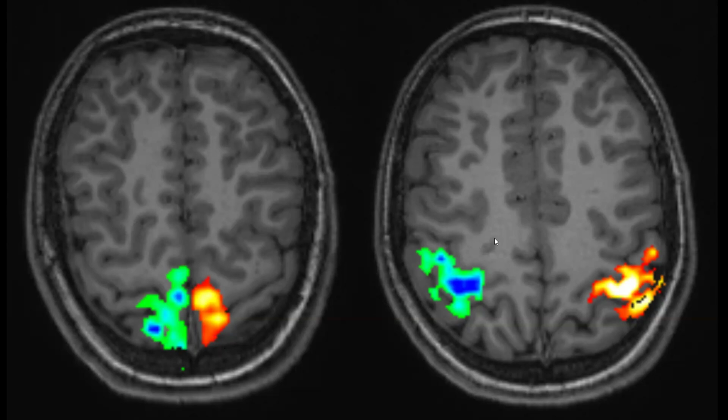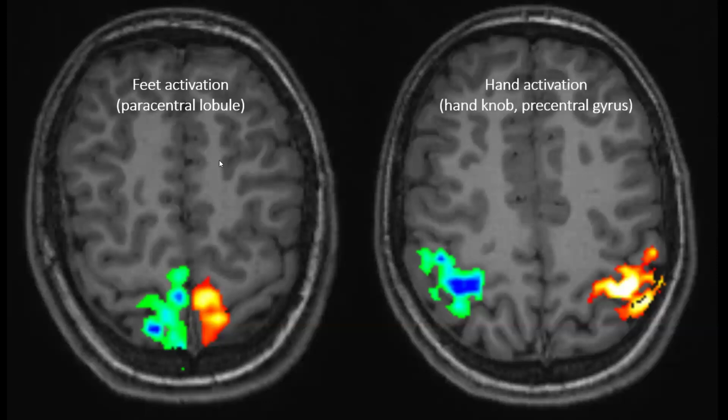This patient is finger tapping during the fMRI examination. This will require an increased activity of the motor cortex in the precentral gyrus at the level of the hand knob. And that's exactly what we see here. We see an increased signal located in the motor area of the arm and hand. So here we see feet activation, here we see hand activation.